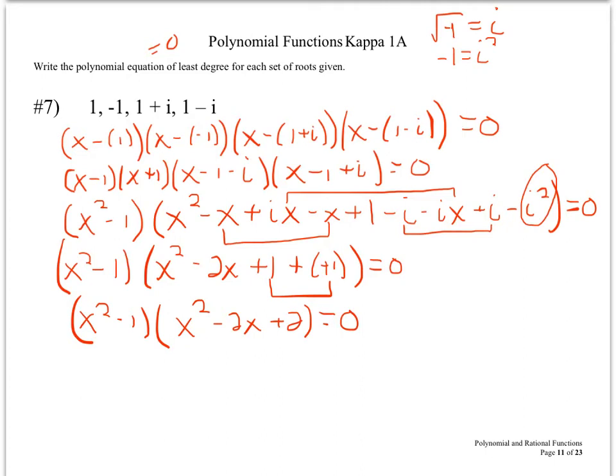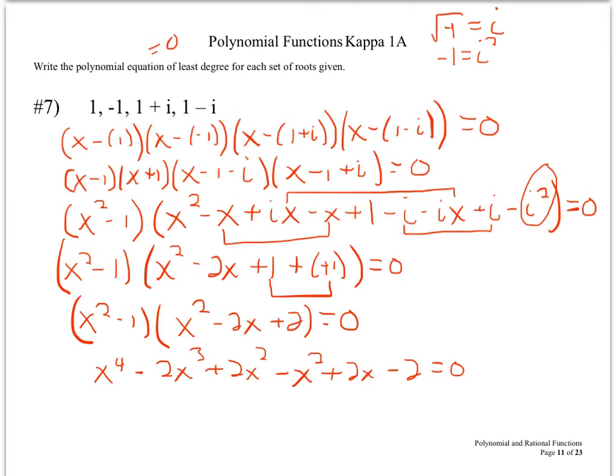Now we need to multiply this binomial and this trinomial together. And here's what happens if you do. You end up with x to the fourth minus 2x cubed plus 2x squared minus x squared plus 2x minus 2.